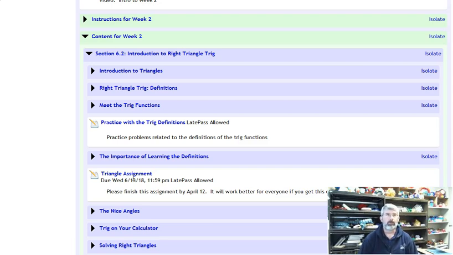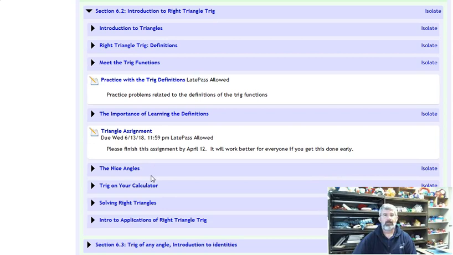There'll be 1 or 2 people who won't do it now, but it's still important enough for that. I want them to do it at some point during the quarter, which is why the due date is so late. But do it now, this week. The triangle assignment, right? It's the first of the two projects for this quarter.